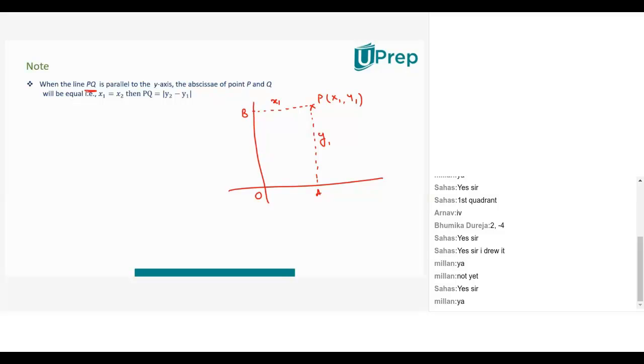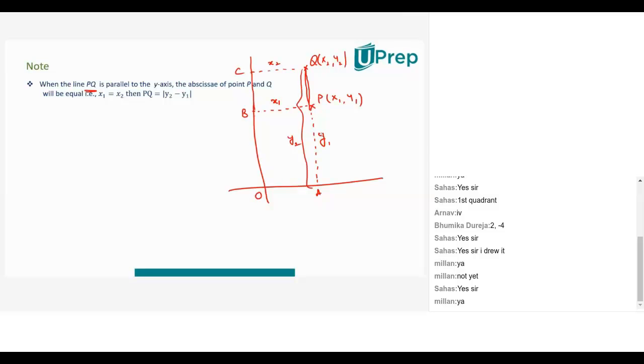Now where is the second point Q? The line PQ is parallel to the y-axis. That means the point is somewhere here, Q. And the name of this point is x2 comma y2. Forget about PQ being parallel to the y-axis. There is a point Q whose name is x2 comma y2. What does it mean? The distance that you draw from the y-axis, say point C, this should be x2, and from Q right down here should be y2. This is the original meaning of the points P and Q.